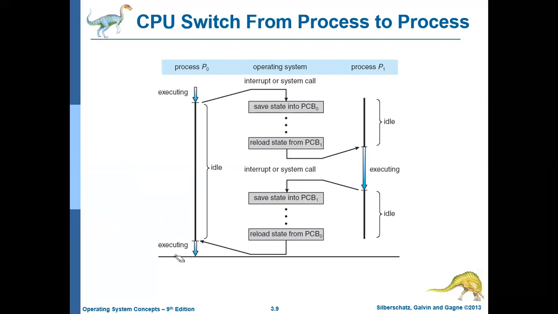Whenever a switch happens, this switch can be called either an interrupt or a system call. Whenever you want to move from P0 to P1, that is an interrupt or a system call. Similarly, when you want to move from P1 back to P0, that is also an interrupt or a system call. So this is how the CPU switches from one process to another process.